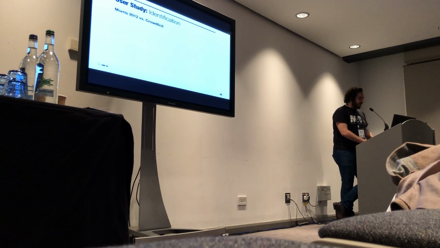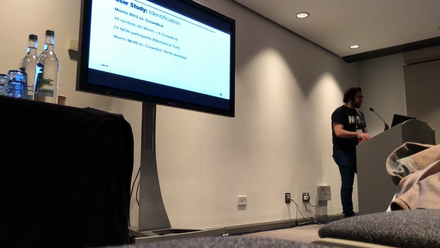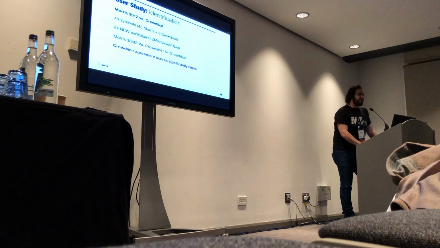To see how good the set generated from the Crowdlicit study was, we conducted an identification study with 49 symbols in total: 43 from Morris's original set, which included the 9 we had in common and the 6 new ones. We recruited 24 new participants from Mechanical Turk. When we analyzed the results, we saw that 38 out of Morris's 43 were identified correctly, and Crowdlicit's entire set was identified correctly. And when we compared the referent agreement scores between the 2 sets, we found that the Crowdlicit set had significantly higher scores than Morris's.